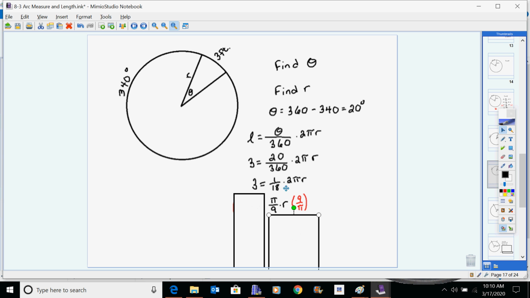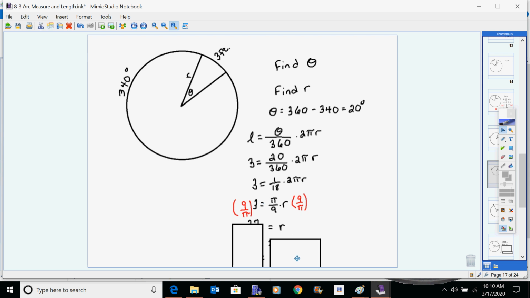Then what I did here is I canceled out the 18 and the 2 and got 9. And I want to get rid of the pi over 9, so I can multiply times the reciprocal. Even though it's got something funny looking in it, you can still use all your algebra skills. So r equals 27 divided by pi.